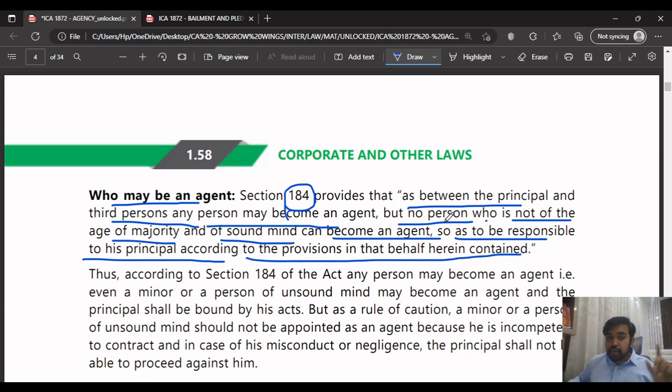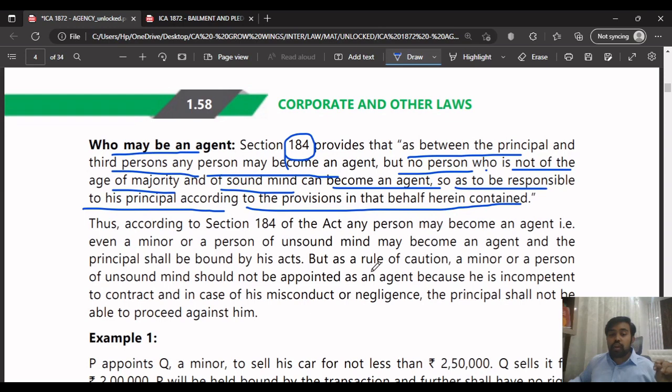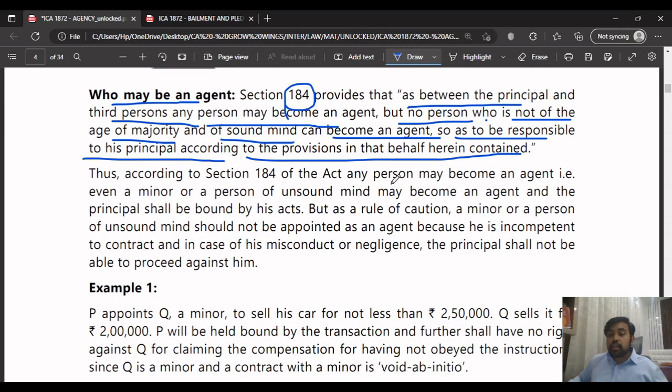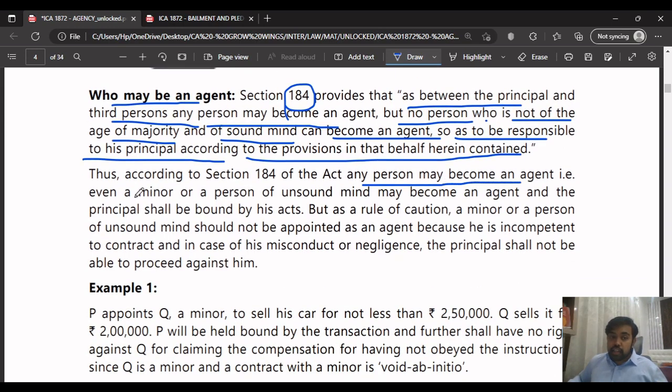So, as between the principal and third persons, any person may become an agent, but no person who is not of the age of majority and of sound mind can become an agent so as to be responsible to his principal according to the provisions in that behalf therein contained. What they are trying to tell here is that any person may become an agent, that is, even a minor or a person of unsound mind may become an agent. But the principal will be bound by the acts of the agent.